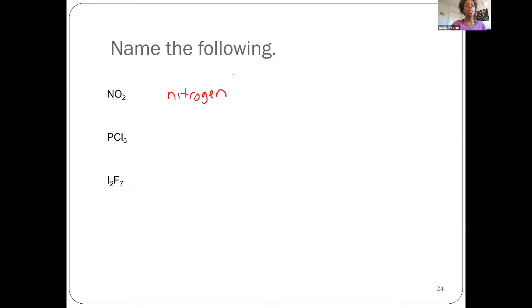We would write the second element and drop the ending, and so it would become oxide. And then we account for the number of atoms that we see through prefixes. So nitrogen, there's one. So we would normally say mono. However, we know we never use mono in that first position. For oxygen, we would use the prefix of di because there's two of them. And then that would be our full name, nitrogen dioxide.